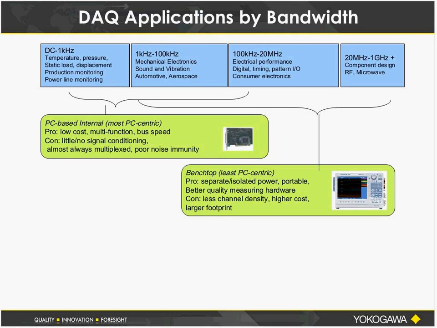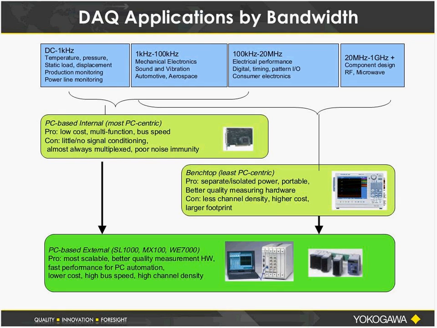On the other side, architecturally speaking, there are benchtop type of data acquisition systems which are entirely separate from the computer. They can usually be networked with Ethernet or USB, but again, these would be completely separated, isolated, portable systems that can be used on the bench or in the field. But usually they come at a higher cost. There's a trade-off of fewer channels, hundreds instead of thousands, for example, and it does take up a little bit more space in terms of footprint. And then the combination of these two, which is PC-based external, would be like a tethered type of solution where you have an external chassis, but the PC is not actually in the chassis.